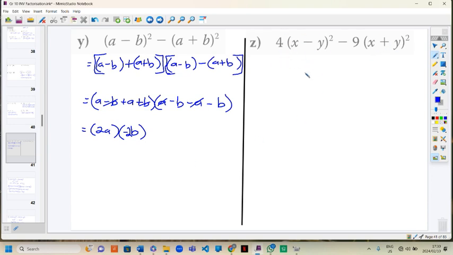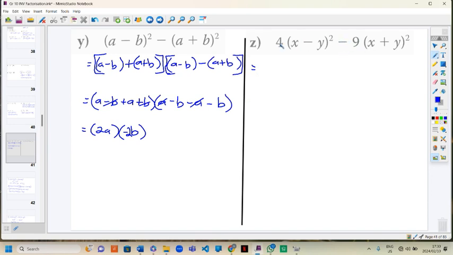Let's look at this one over here. Right, a little bit different now. Okay, I want you to pause the video, see if you can do it by yourself, and then you can watch me do it. Okay, so do I have any common factors firstly? No, nothing can go into 4, nothing can go into 9, that are the same. Okay, do I have a difference? Yes, I've got a difference.